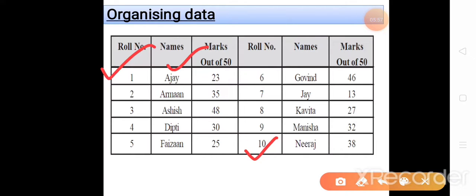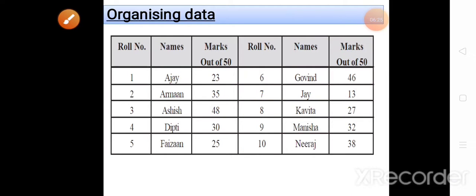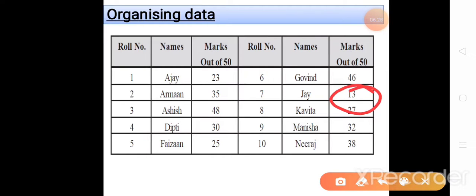For example, if we want to know the highest marks scored out of these 10 students, then we have to look at each of these marks individually, and then we have to find out. And in this manner, we found out that 46 is the highest marks scored, while the lowest marks scored is 13, right? As you can see here. But this particular observation is also taking time. Yes?